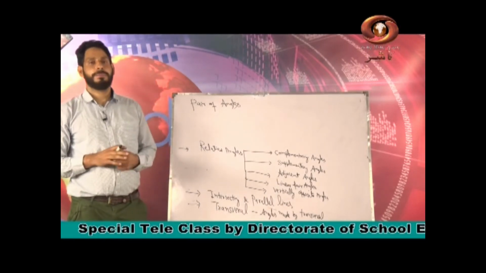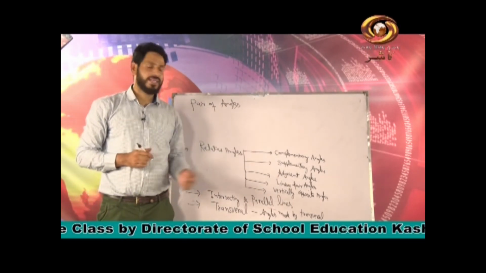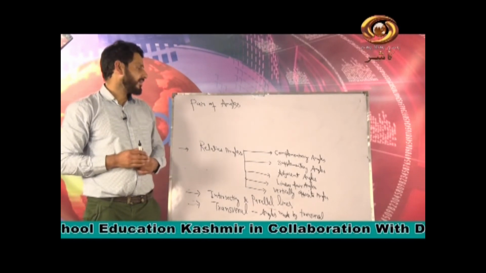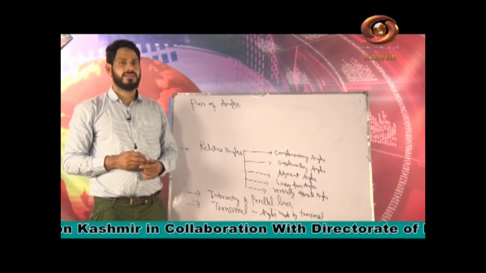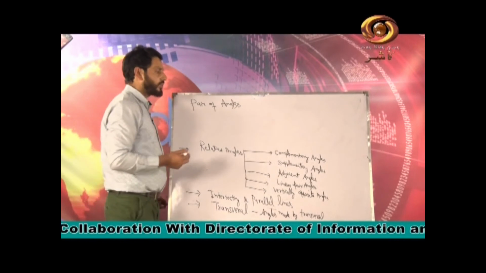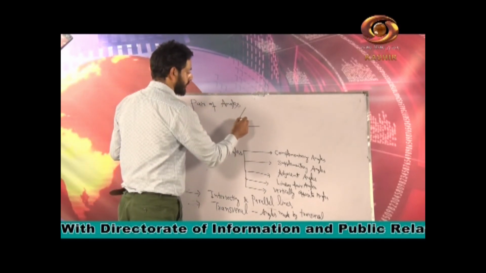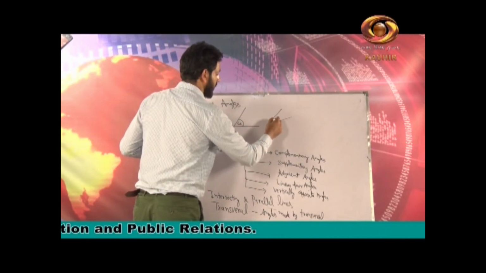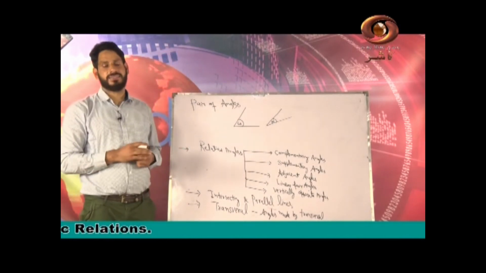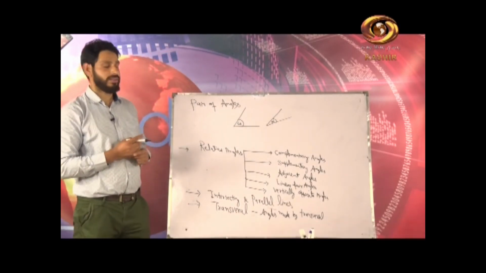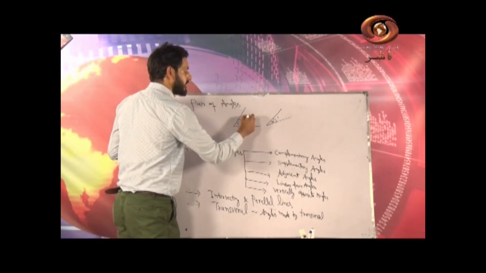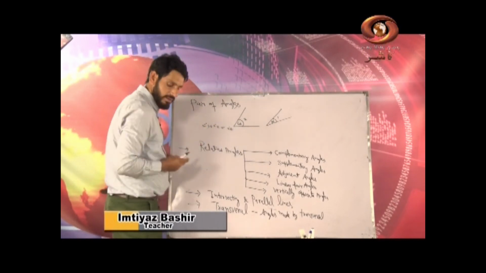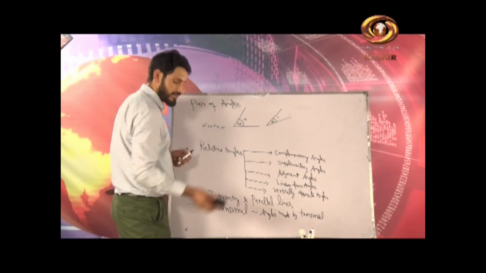Angles not in isolation, but pairs of angles. The first that comes in this category is complementary angles. Complementary angles are the angles whose sum is 90 degrees. When we have two angles, let this be 60 degrees and let this be 30 degrees. If I add both the angles, the sum is 90 degrees. Let us say this is angle 1, this is angle 2. So angle 1 plus angle 2 means 60 plus 30, that is 90.